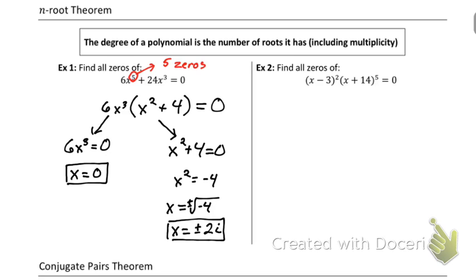Because picture what x cubed actually is. This is actually saying 6 times x times x times x. This x can be 0. This x can be 0. This x can be 0. This is called multiplicity. Because this is 3, this actually accounts for 3 zeros. So this 3 right here tells you that you have a multiplicity of 3.